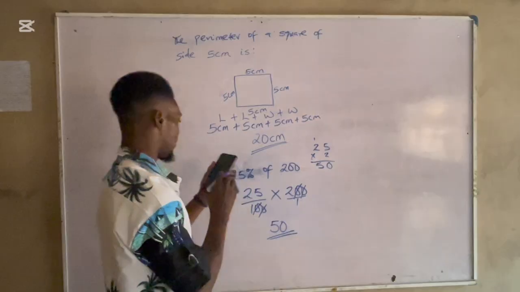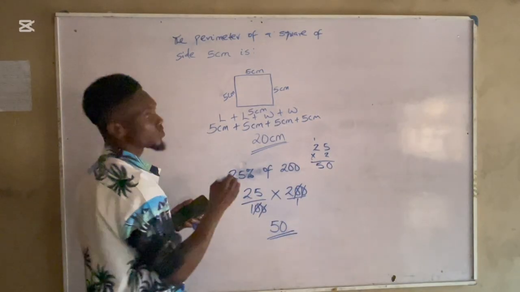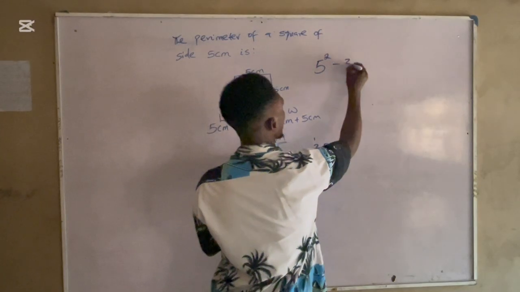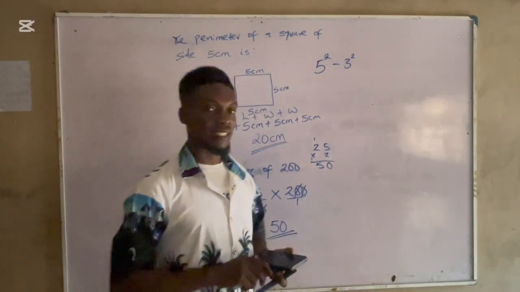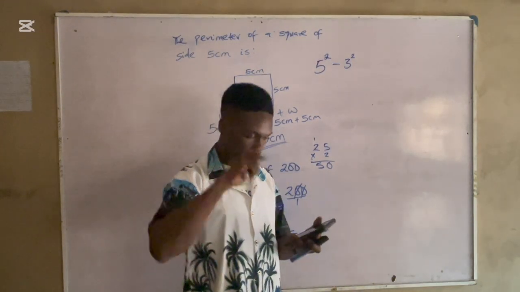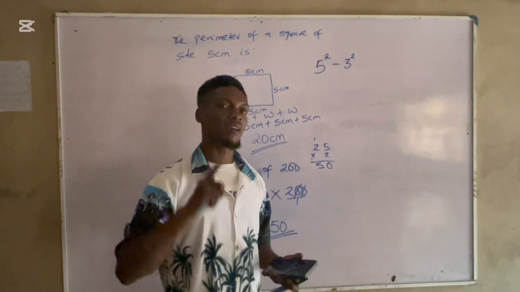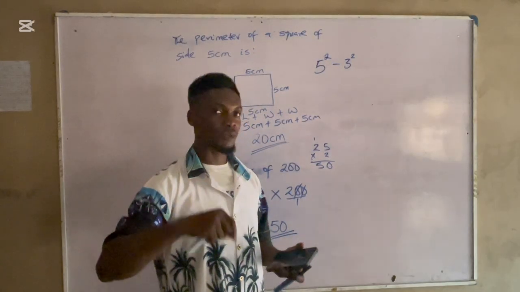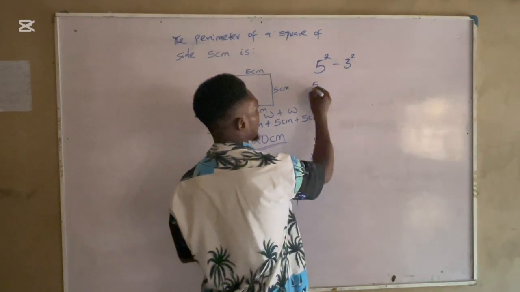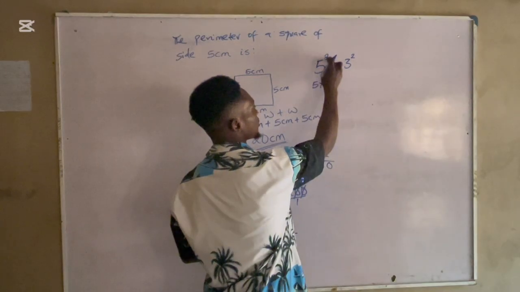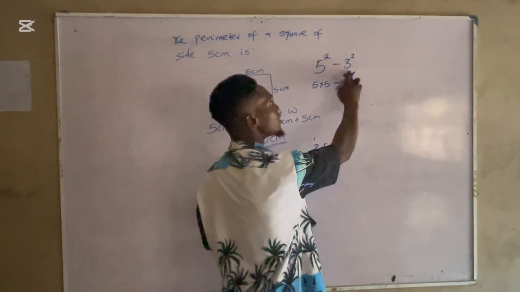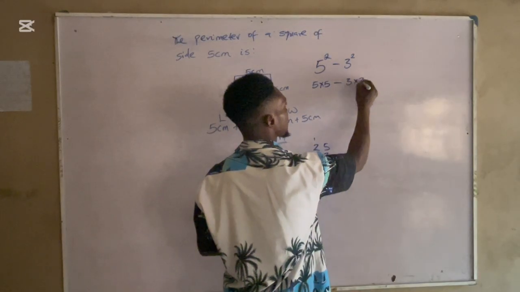Then the next question, solve. Let me solve here. 5 raised to power 2 minus 3 raised to power 2. This is not exactly, but a similar question to the first question we solved. Here we have 5 raised to power 2. Remember I said whenever you see raised to power 2, it means you are multiplying that number by itself 2 times. So 5 raised to power 2 now means 5 times 5. You are multiplying 5 2 times. Bring down your minus. 3 raised to power 2 means multiplying 3 2 times. That is 3 times 3.